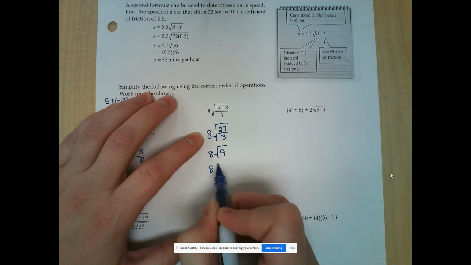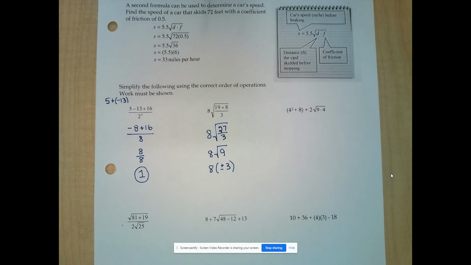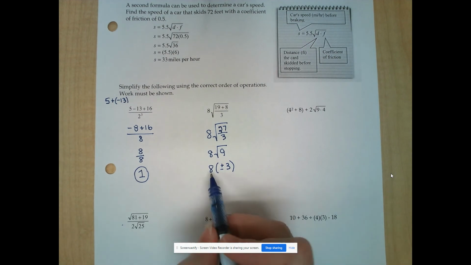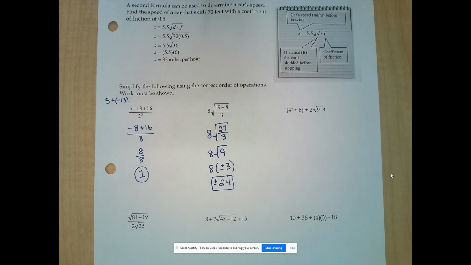Right? Because the square root of 9 could be positive 3 or it could be negative 3. So technically, you're going to have two answers to this question. 8 times a positive 3 would be 24. 8 times a negative 3 would be negative 24. Technically, two answers because of the square root. Now, if you're only doing the principal square root, you would have only put the positive 3.